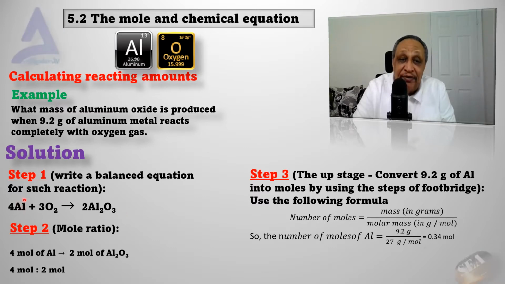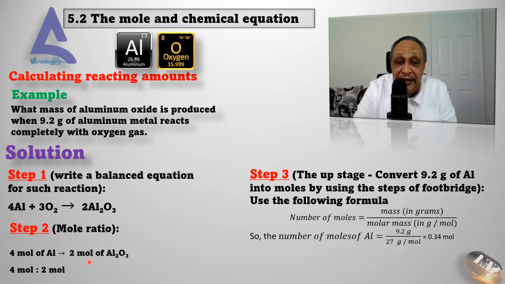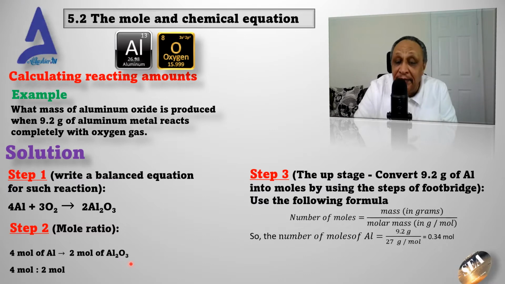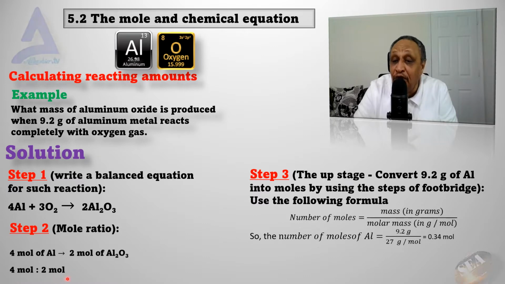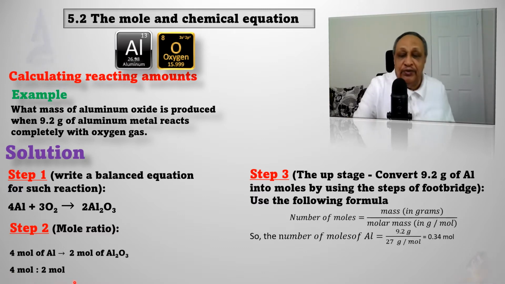Okay, now I'm going to convert this into a mole ratio. So 4 moles of aluminum are going to react with oxygen. I don't need anything about oxygen because oxygen here is only a reactant, and it produces 2 moles of aluminum oxide. That means the ratio is 4 moles to 2 moles, or 2 to 1. Both of them are right. I'm going to use 4 to 2.